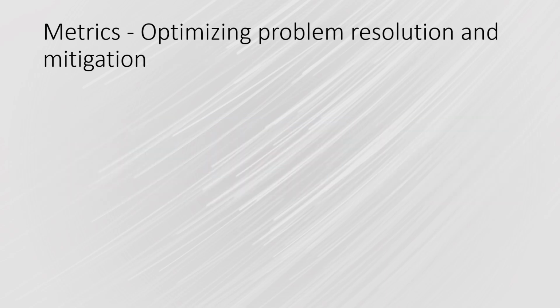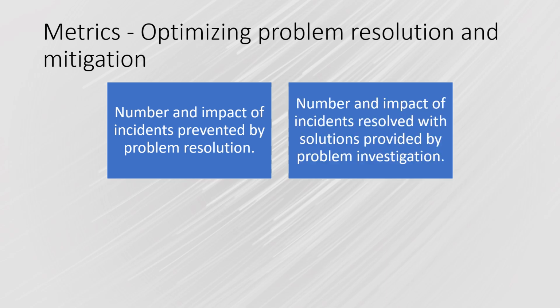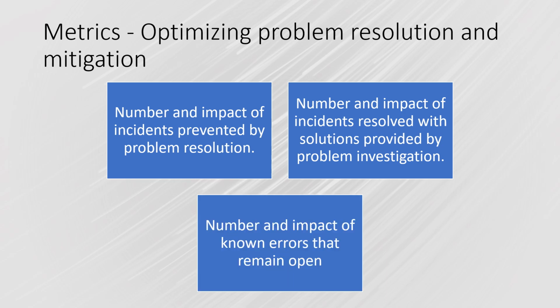The metrics for the second practice success factor, optimize problem resolution and mitigation. Number and impact of incidents prevented by problem resolution. Number and impact of incidents resolved with solutions provided by the problem investigation. Number and impact of known errors that remain open. More on the metrics you can find in section 2.5 from the problem management practice.